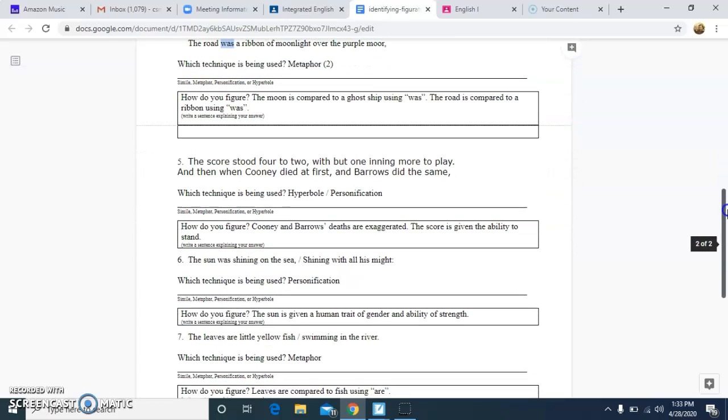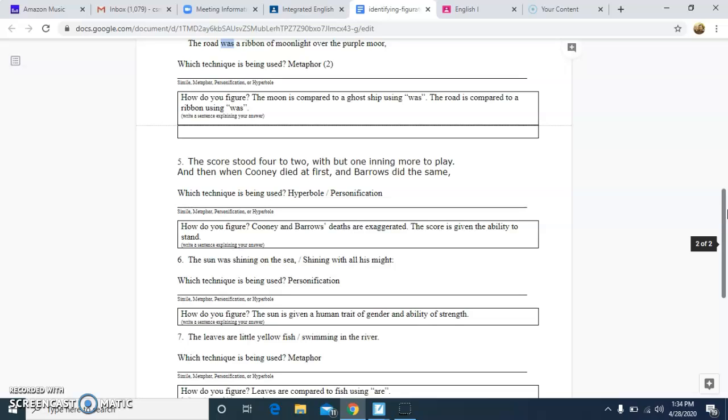Number five is actually two different examples. Number one, the score stood 4-2 with but one inning more to play. And then when Cooney died at first and Barrows did the same. Okay, this is from Casey at the Bat, a very famous poem. First of all, it's hyperbole because Cooney and Barrows' deaths are exaggerated. When they say then Cooney died and Barrows did the same, what they're saying is that in the game of baseball, both runners got out. They were either thrown out or they struck out. Why is it being exaggerated? It could be exaggerated to create the suspense of the situation in the poem.